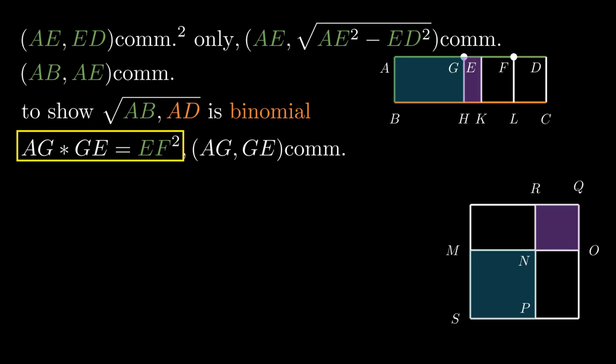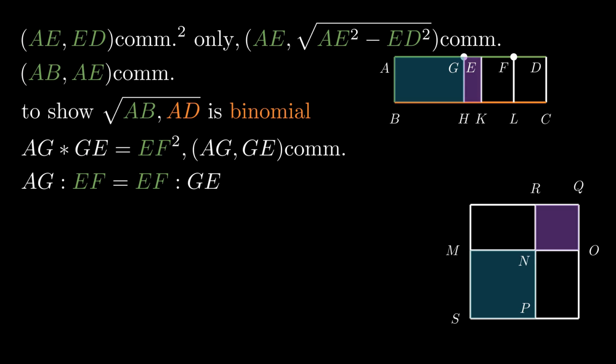Now AG times GE is equal to EF squared, so AG to EF is proportional to EF to GE, and essentially multiplying all of those by AB shows that AH to EL is proportional to EL to GK, so EL is the mean proportion between AH and GK.